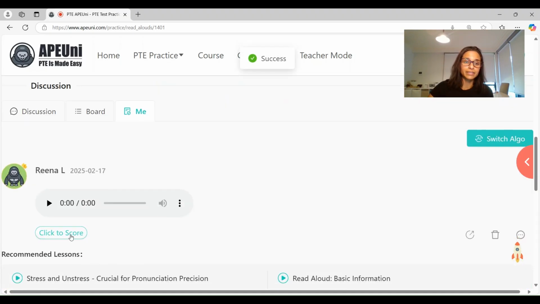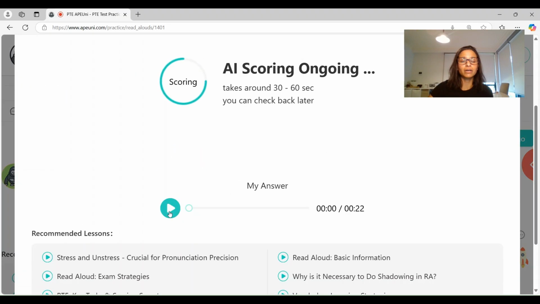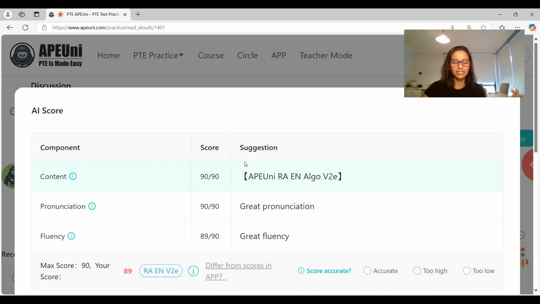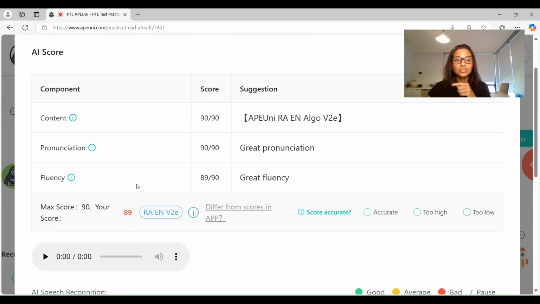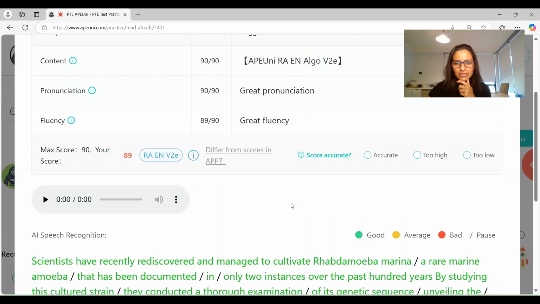Okay, so while it's marking, let's quickly talk about breathing. Now, other tutors are going to tell you to just read a consistent direct rate. Once again, I got 89. I dropped a word. It noticed that I dropped phylogenetic. It was very clear that I dropped the word. Okay. But I didn't lose any points for content.